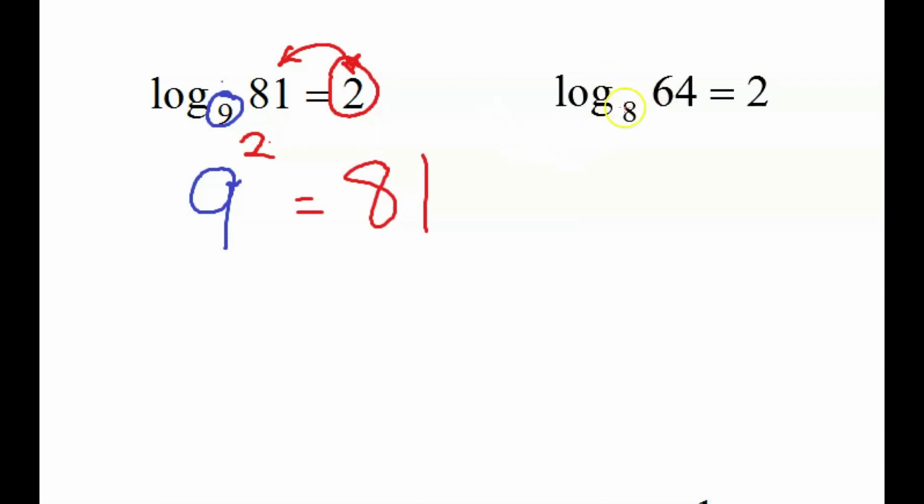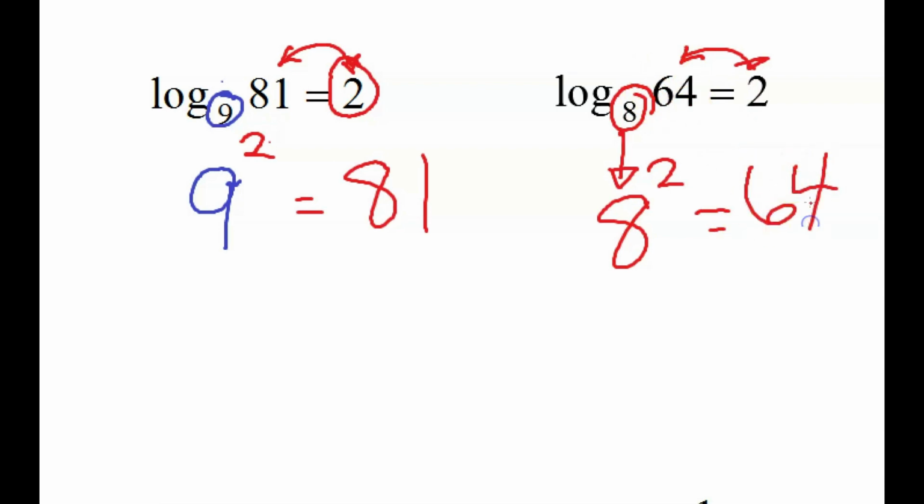And same thing over here in this second example. I have log base 8. This base right here becomes the base of an exponent. I'm just going to take this log base 8, and it's going to become 8 to some power. And I get that power by switching these two numbers around. This answer 2 becomes my exponent. So this would be 8 squared. And my answer is going to be whatever the exponent was to this log base. So 8 squared is 64.